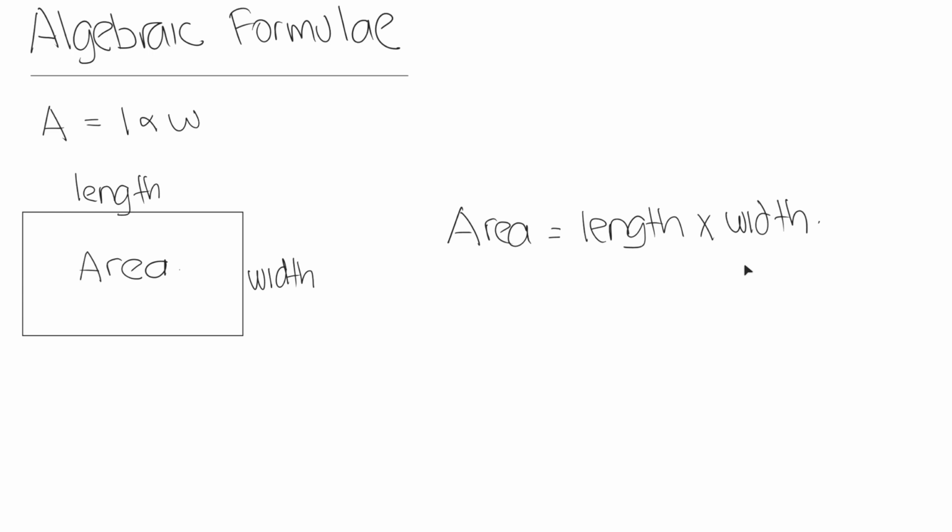Now, let's try to put in some figures. For an example, let's say the length is 6 units and the width is 3 units. Now, with this information, I will be able to work out the area. The length is 6, I substitute the length with 6 and the width with 3 units. That will give me 18 square units, which means the area of this rectangle is 18 square units if the length is 6 units and the width is 3 units.